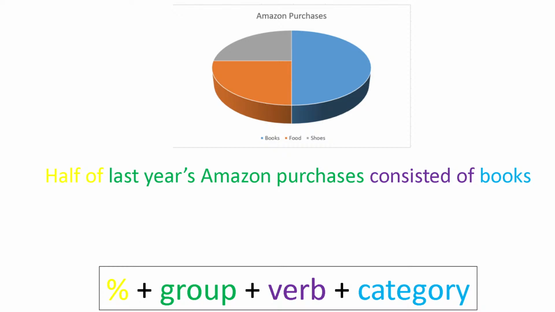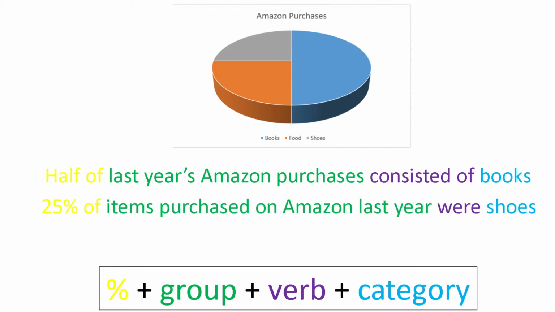Okay, so this is a slightly more high level sentence, perhaps with some higher level vocabulary, but you can see the actual structure of it is exactly the same. So half of, if this is acting as our percentage, last year's Amazon purchases, that's our group, consisted of, that is our verb, and books is our category. We also could have 25% of items purchased on Amazon last year were shoes.